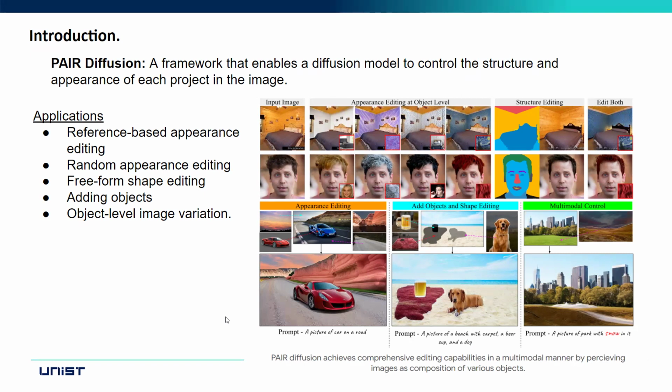The applications that they test are appearance editing, like this one, changing the color of the hair, random appearance editing, and also a reference. Freeform shape editing: the shape of the hair here and here is different. Adding an object to the original image, and I think this one, there's a weird meat and beer here, and image variation.